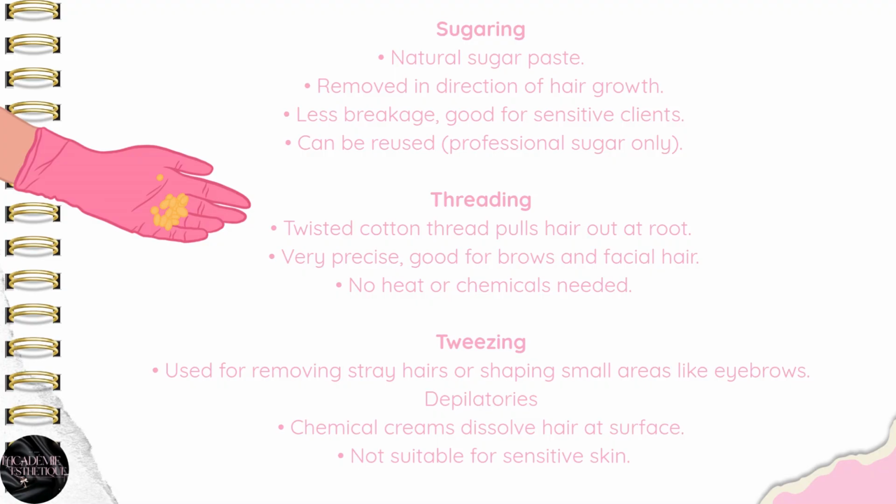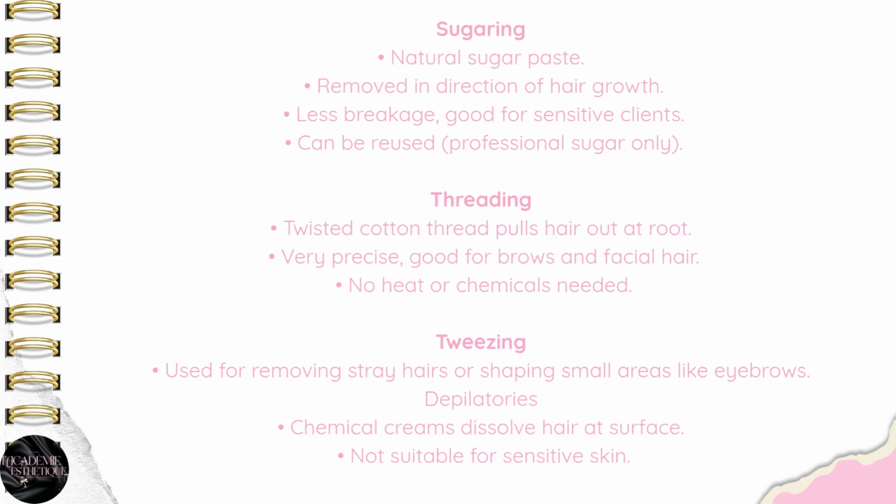Sugaring, a natural sugar paste, removed in direction of hair growth, less breakage, great for sensitive clients, can be reused. Professional sugar only. Threading, twisted cotton thread pulls hair out at root, very precise, good for brows and facial hair, no heat or chemicals needed. Tweezing, used for removing stray hairs or shaping small areas like eyebrows. Depilatories, chemical creams that dissolve hair at the surface, not suitable for sensitive skin.